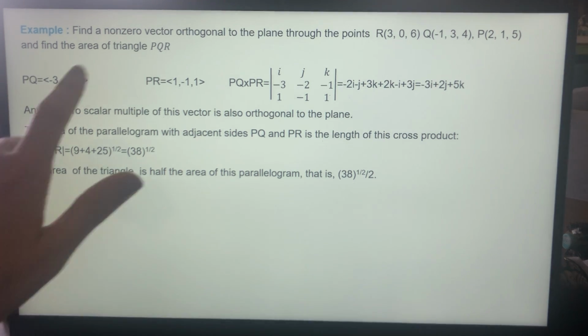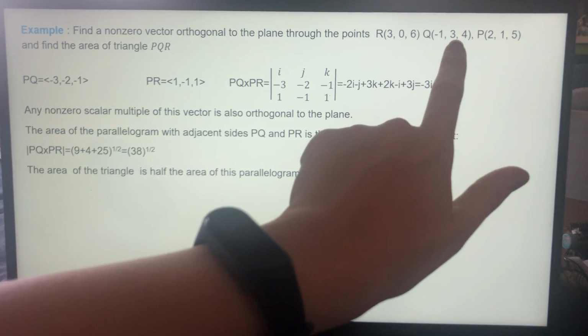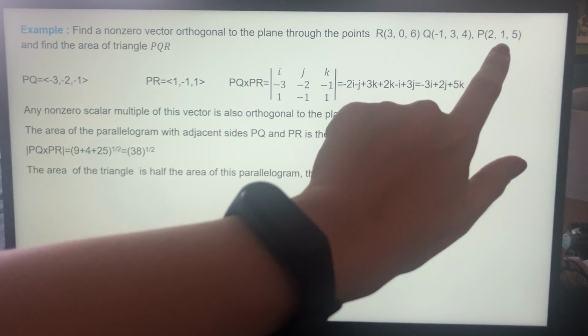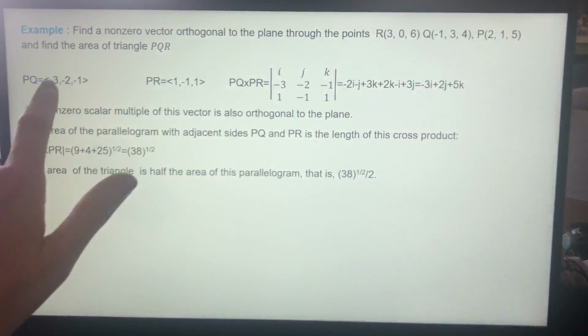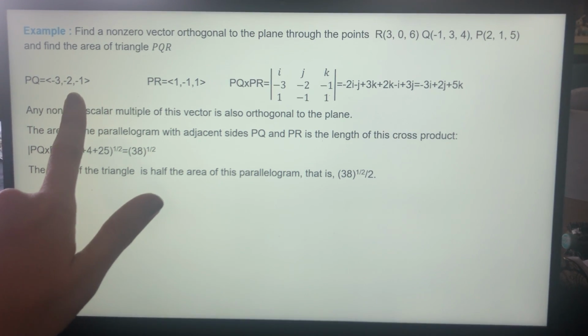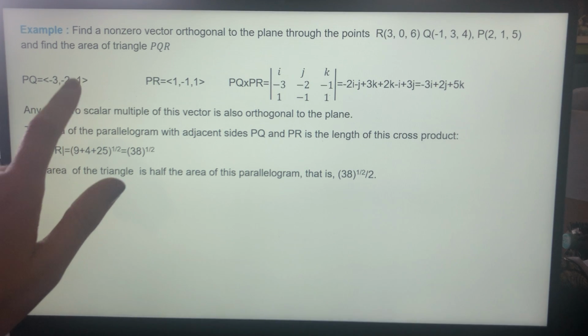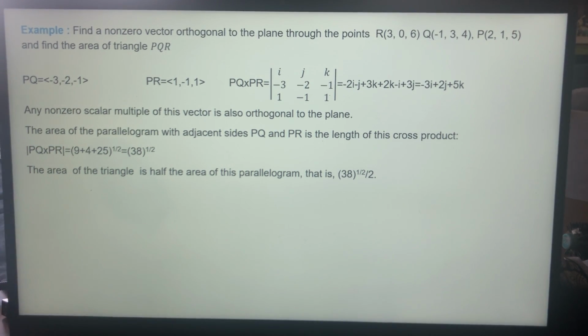So the PQ vector will be minus 1 minus 2, minus 3, 3 minus 1, 1 minus 3, sorry, minus 2, 5 minus 4, 4 minus 5, it's going to be minus 1, okay?